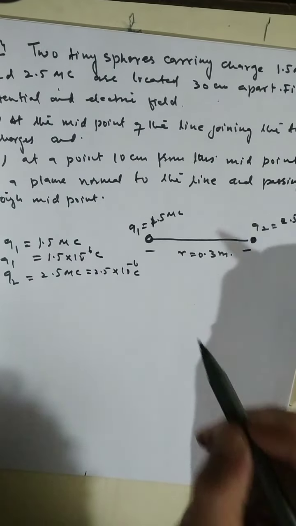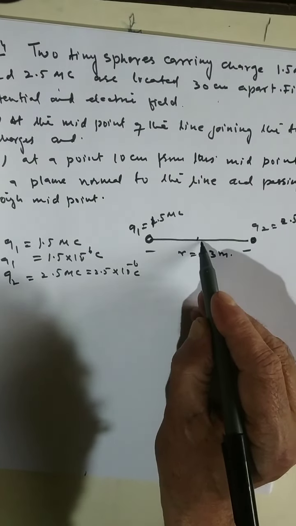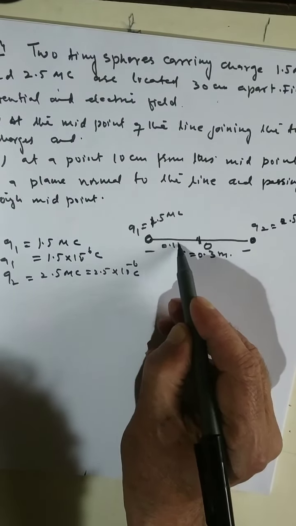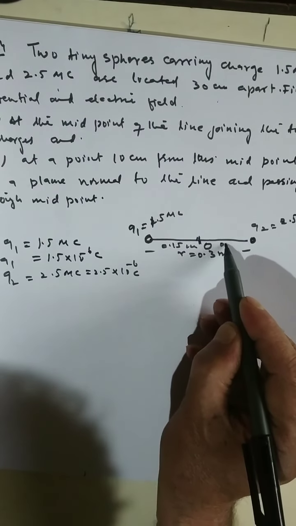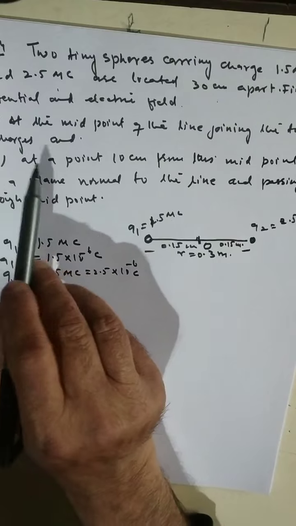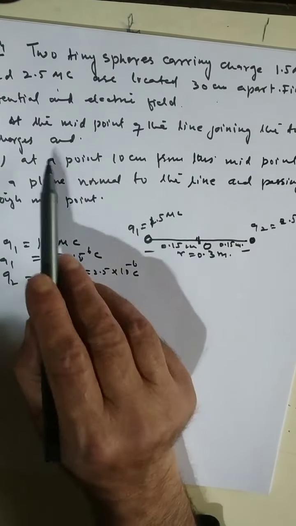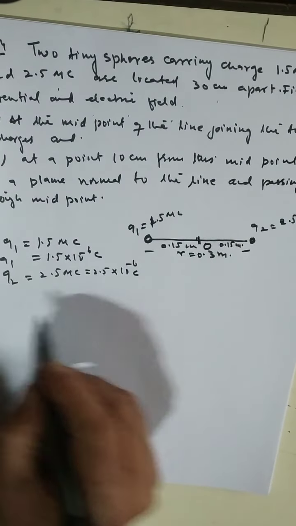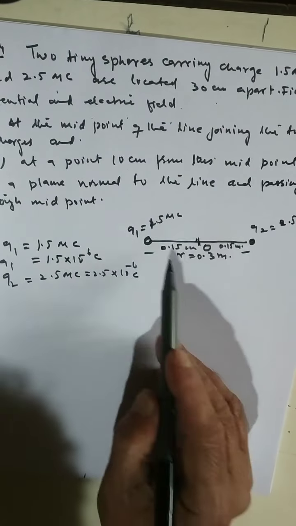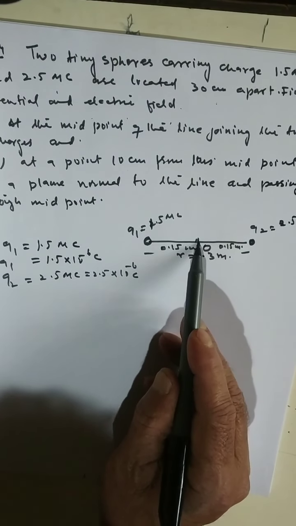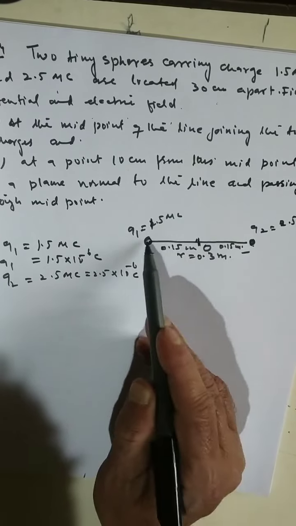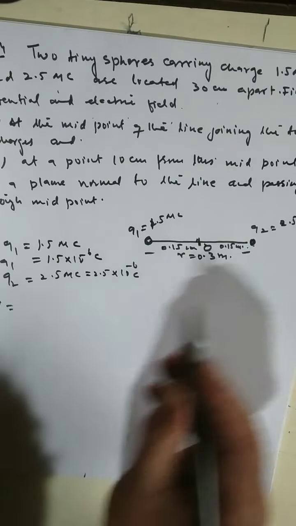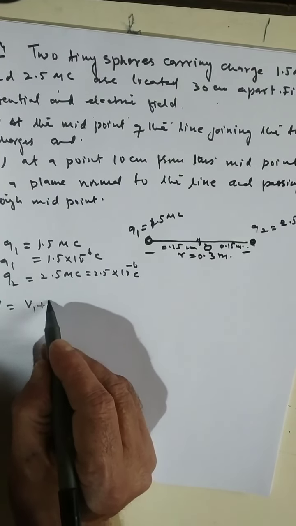Okay. Now, let us say this is its midpoint O. So this will be 0.15 meter, and this will also be 0.15 meter. Now, at the midpoint of the line joining these two, what do we need to find? Find the potential and electric field. Now, potential is a scalar quantity. So the electric potentials at this point due to Q1 and Q2 will get added up. So the total potential, let us say V, due to these two charges will be V1 plus V2.